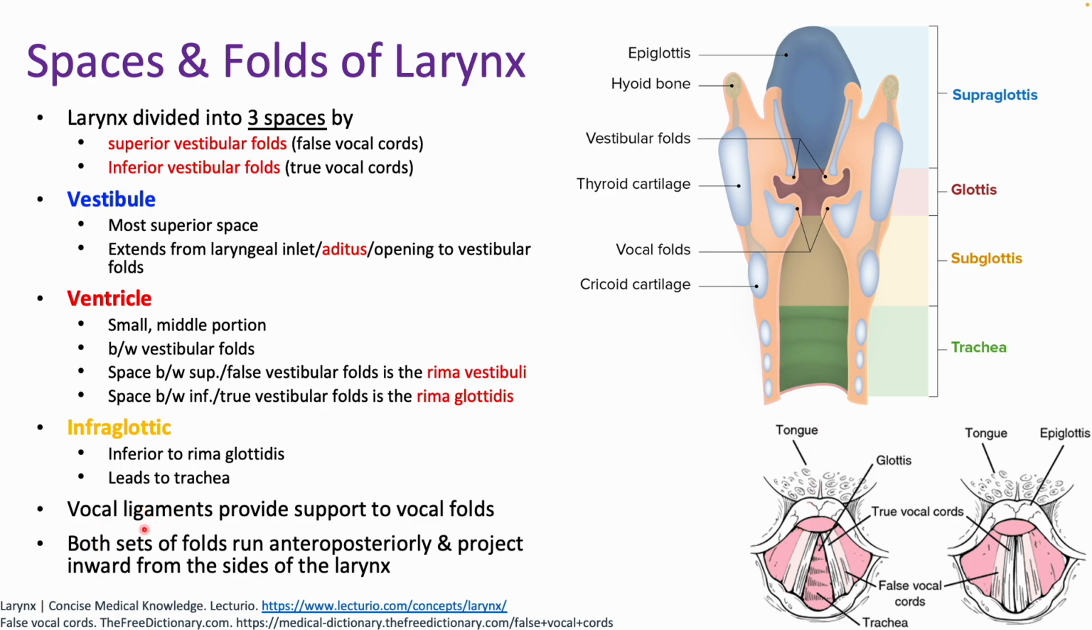A couple important points. The vocal ligaments provide support to the vocal folds here. So we have our vocal folds. Those are going to be supported by vocal ligaments. And both sets of these are going to run antero-posteriorly. So in the plane, they're going to run transverse like this and project inward from the sides of the larynx.